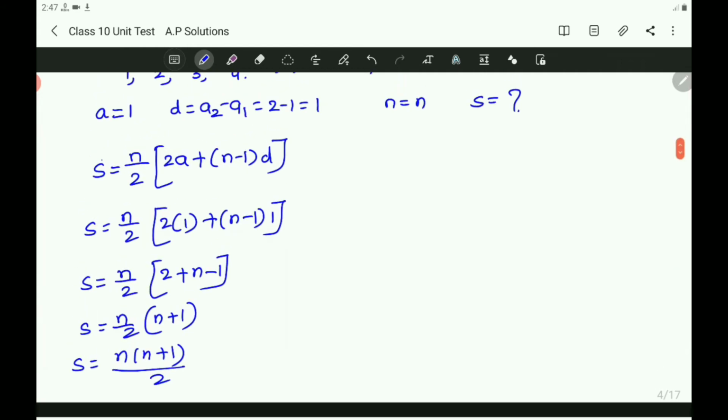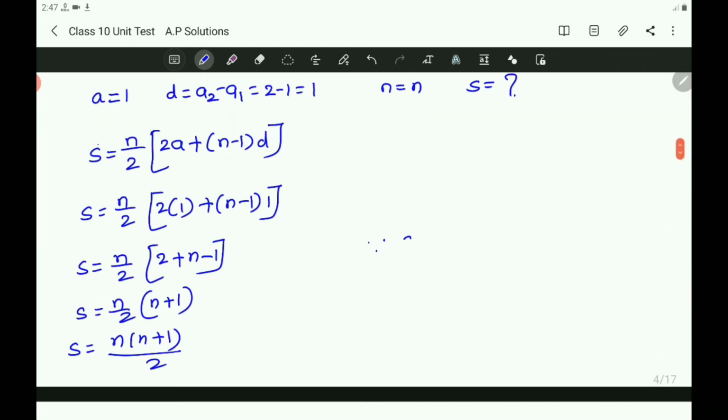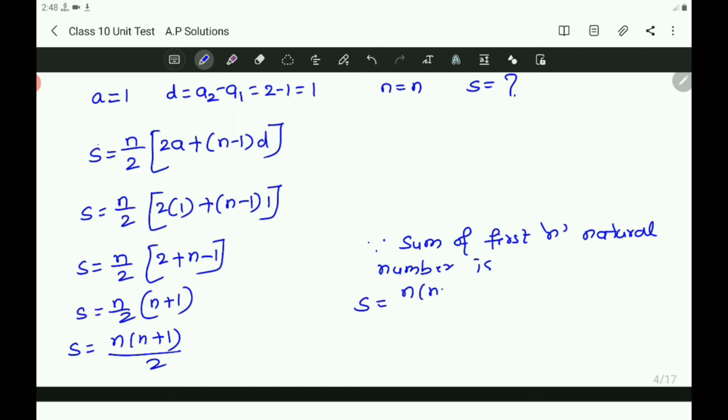Therefore you write, therefore sum of first n natural numbers is, what is that? S equals n into n plus 1 by 2.